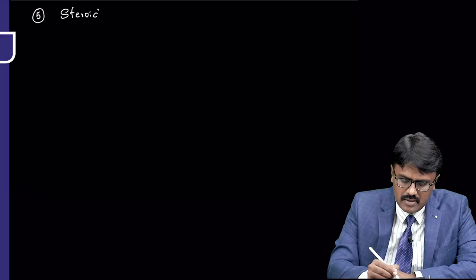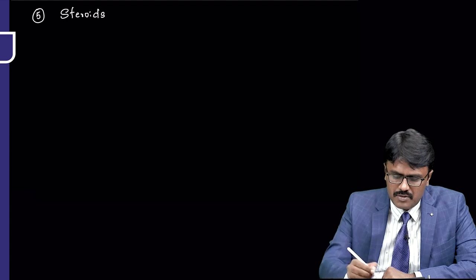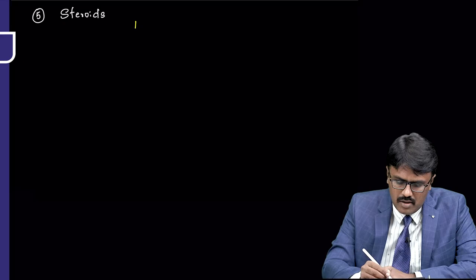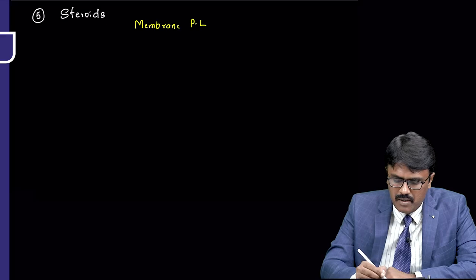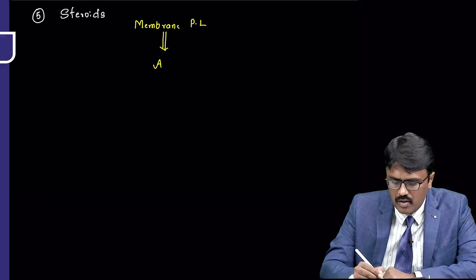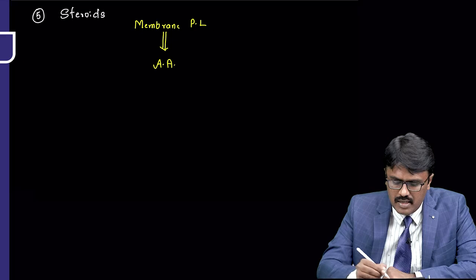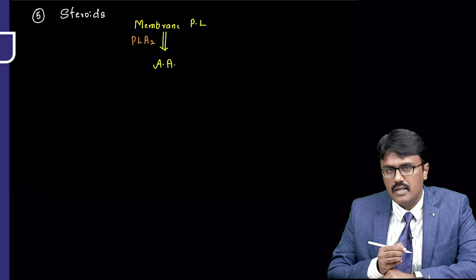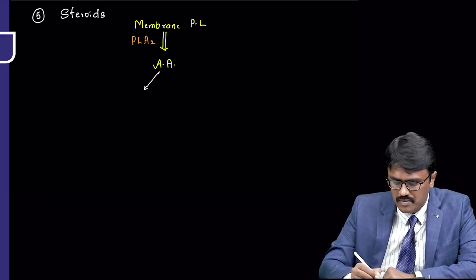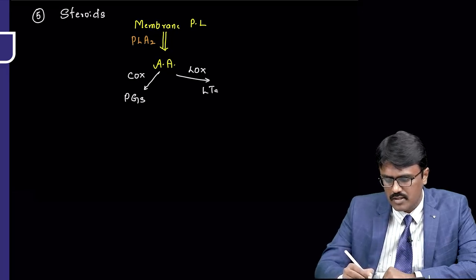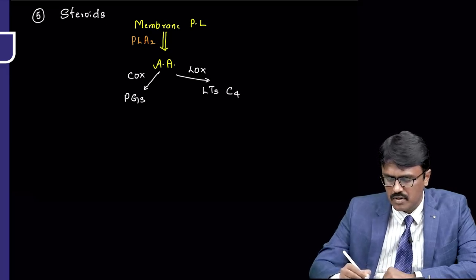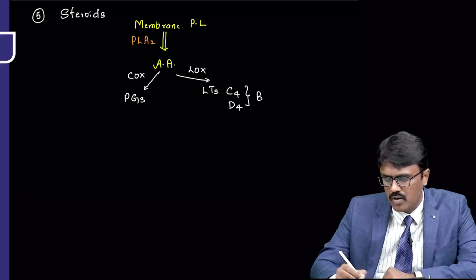So the fifth target is steroids. Now, what is the role of steroids? Let me explain to you. You all know that there is something called membrane phospholipid. From the membrane phospholipid, we get arachidonic acid, and the enzyme which converts that is called phospholipase A2. This arachidonic acid is acted upon by two enzymes. One is COX, which gives rise to prostaglandins, and LOX stands for lipoxygenase, which gives rise to leukotrienes. Among leukotrienes, C4 and D4 are responsible for bronchoconstriction. B4 is responsible for chemotaxis.